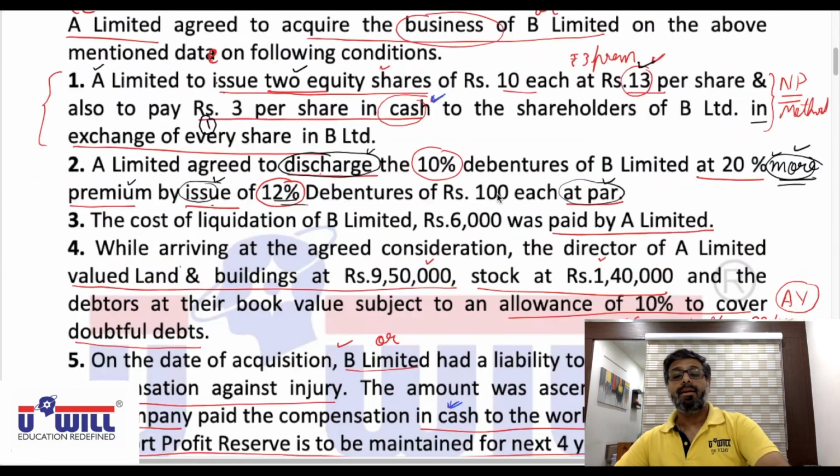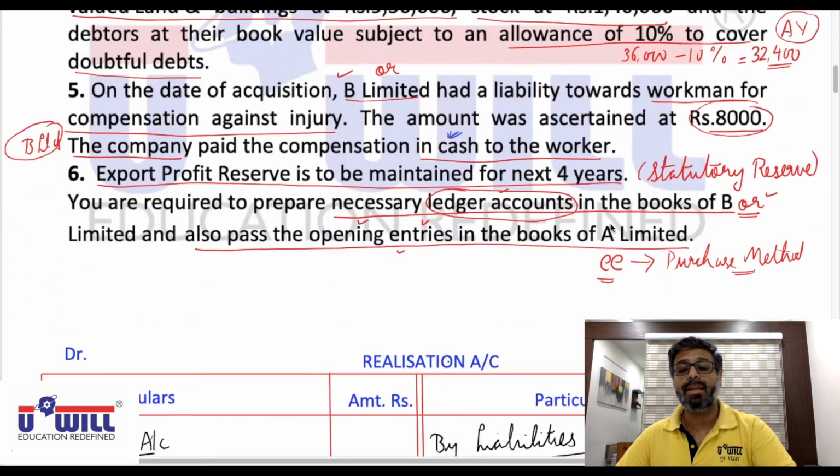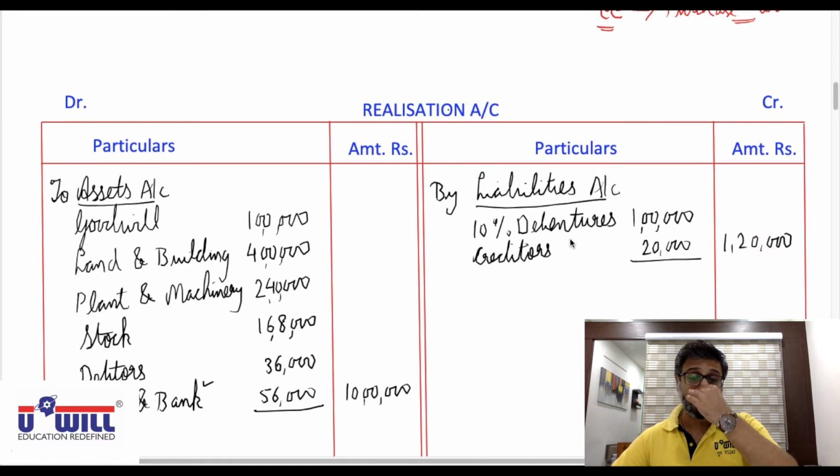One more liability is there, workers' compensation of 8,000, but that will not be coming in the second entry, because only liabilities taken over are to be transferred to the realization account. Single effect of these two.